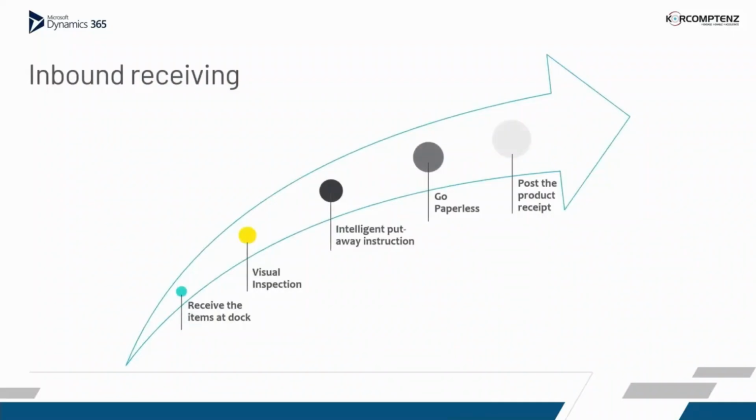So today on the inbound receiving, we'll go through some of the scenarios, like how to receive the items at the dock by the warehouse and the worker doing the visual inspection, and then finally how the mobile app intelligently gives the put away instructions to the worker. We can see those things, and finally go paperless. And finally post the product receipt by the warehouse for whatever the put away was done.